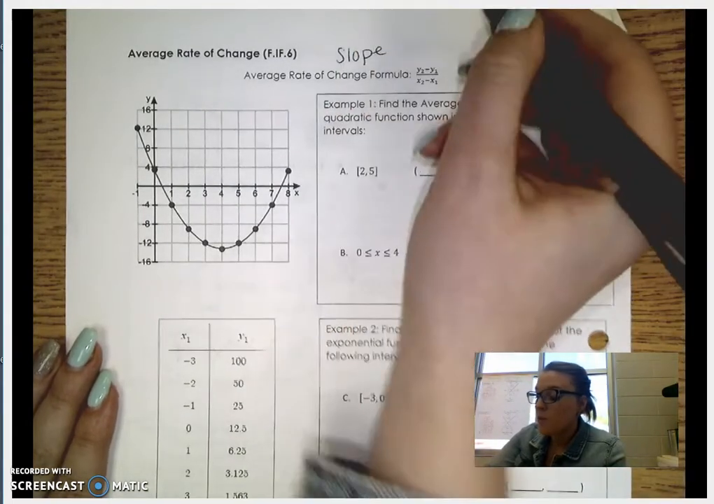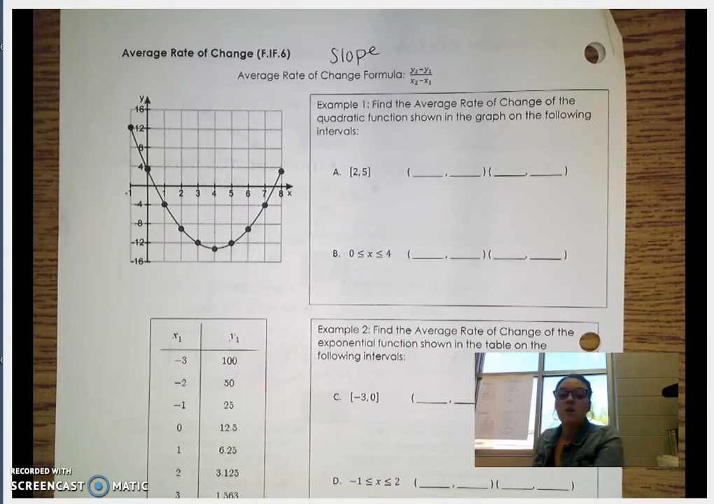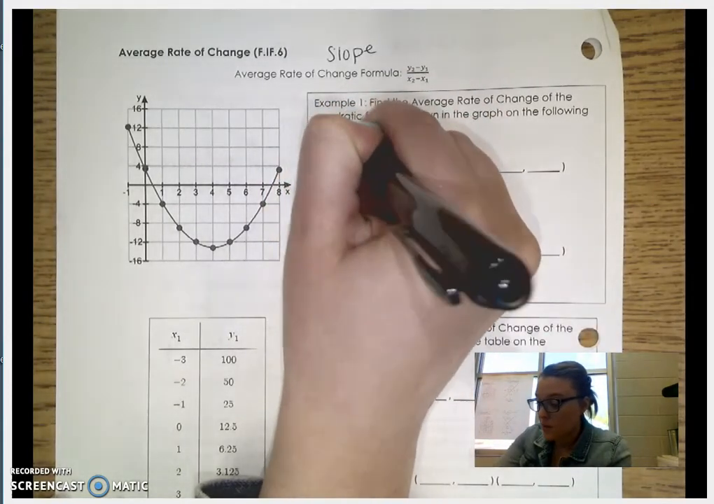Slope and average rate of change are synonyms, so they mean the same exact thing. Average rate of change is just asking you the slope, or the average slope, between 2 points. And you can do this from a graph, a table, or a function, especially using your calculator. So example number 1 says, find the average rate of change of the quadratic function shown on the graph over the following intervals. Intervals are always your x values.